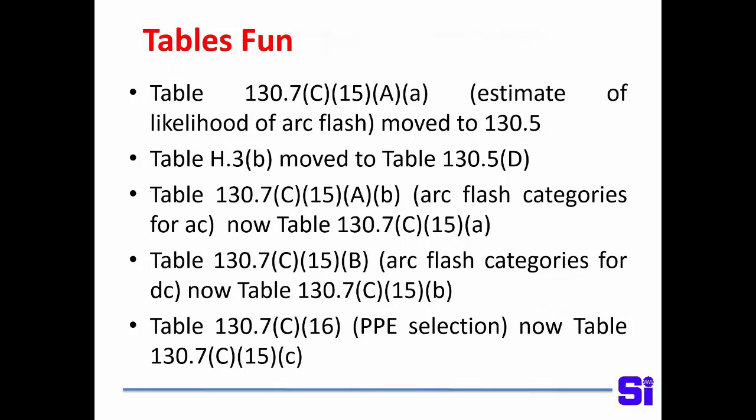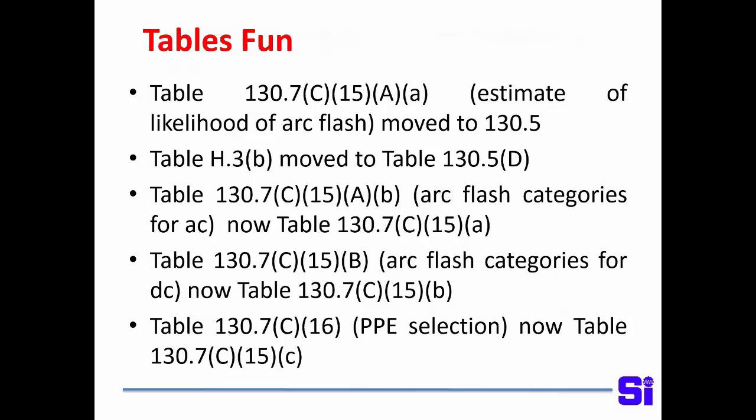We talked about Table 130.7(C)(15)(a)(a), the estimate of likelihood of arc flash. That was moved out of the table method and moved forward to 130.5. So we can use that table now independently of the table method.